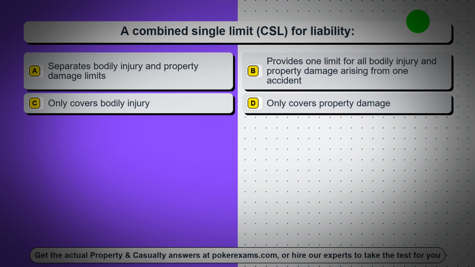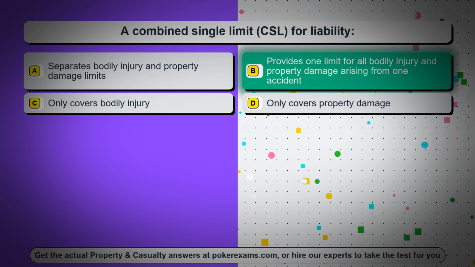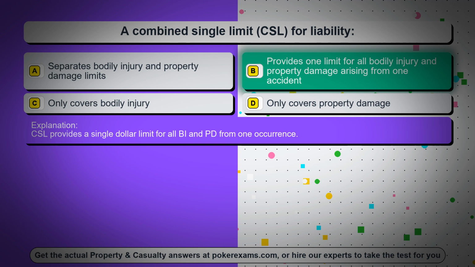Question 62. A combined single limit, CSL, for liability: Option A, separates bodily injury and property damage limits; Option B, provides one limit for all bodily injury and property damage arising from one accident; Option C, only covers bodily injury; Option D, only covers property damage. The correct answer is Option B, provides one limit for all bodily injury and property damage arising from one accident. CSL provides a single dollar limit for all BI and PD from one occurrence. Question 63.